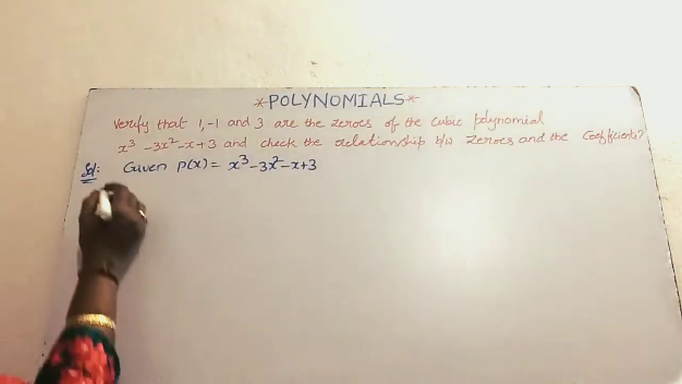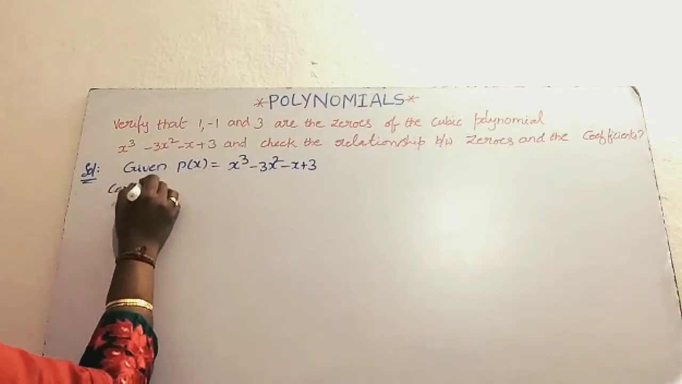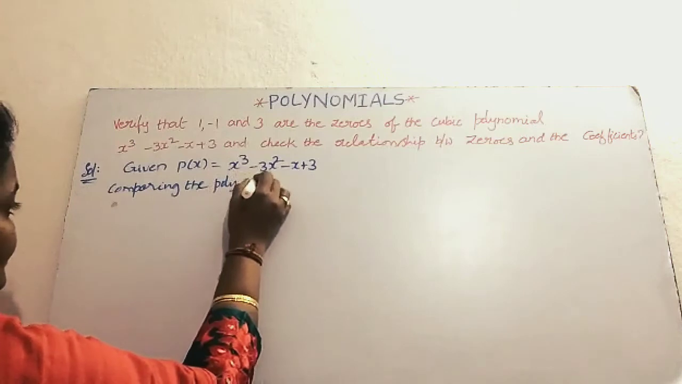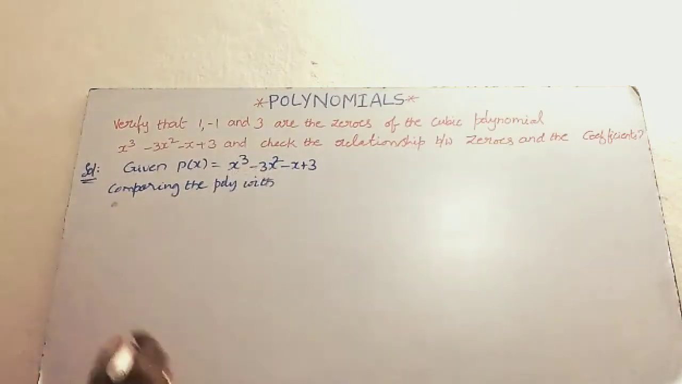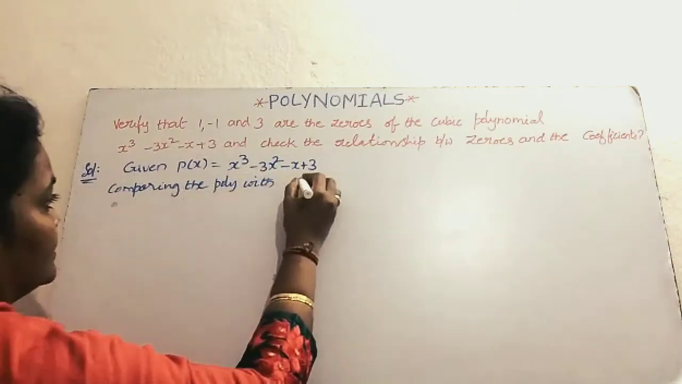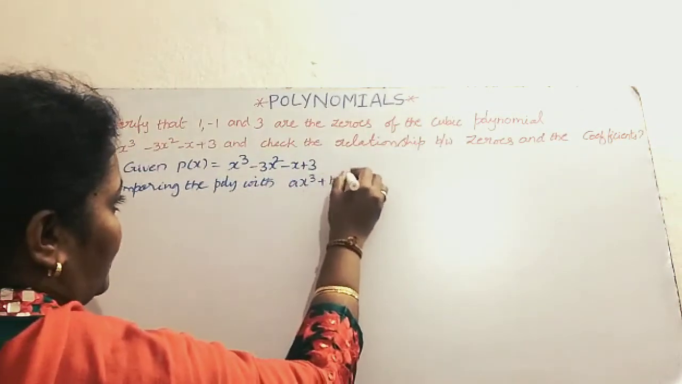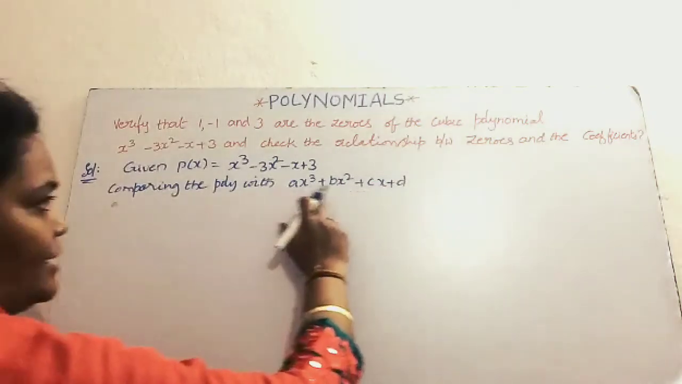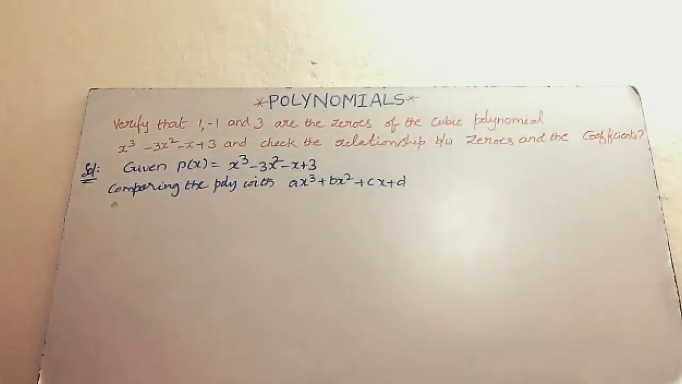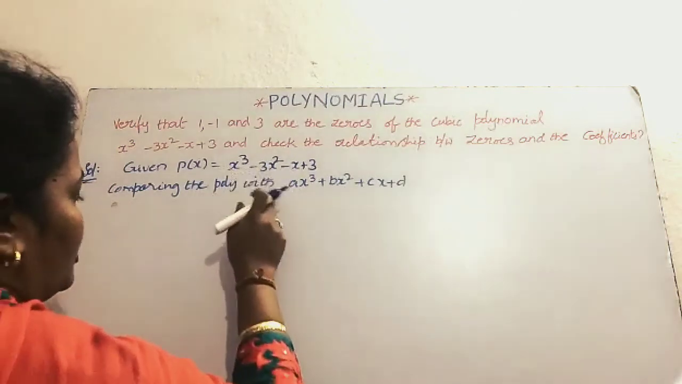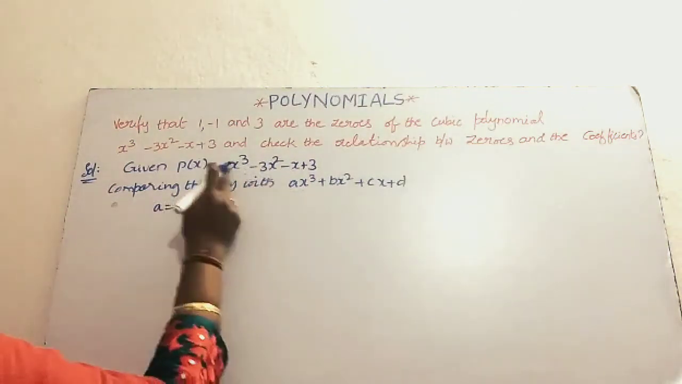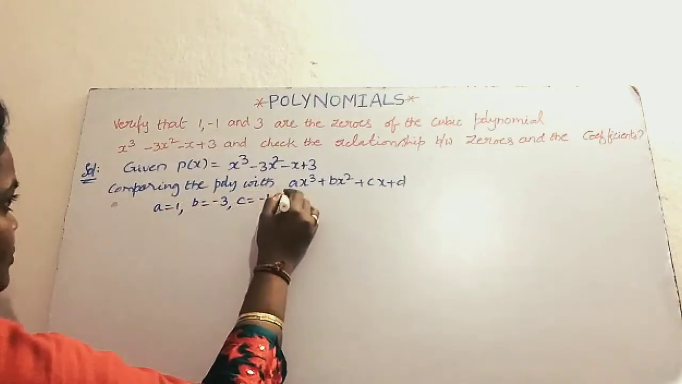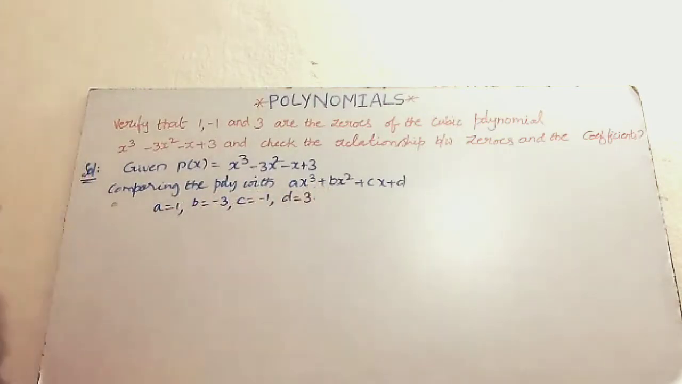So comparing the given polynomial with ax cube plus bx square plus cx plus d. So this is the general form of a cubic polynomial. So we will compare both these two equations. Then a equal to 1, b equal to minus 3, c equal to minus 1 and d equal to 3.